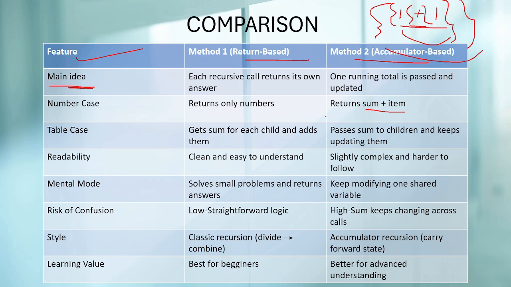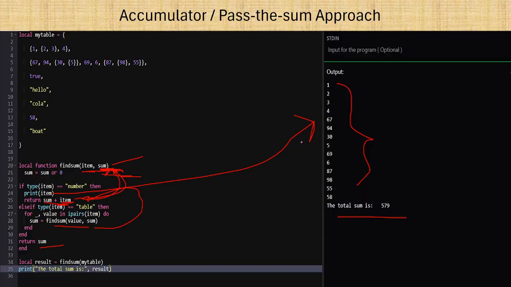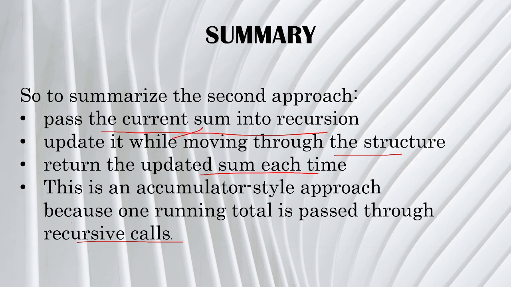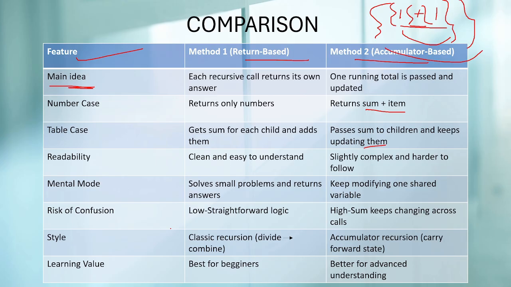But here in this second case, it passes the sum to the children and keeps updating it. It just passes the sum to the children and it just keeps updating them. In the first, we needed, in the end, to do this addition here, but here it just keeps getting updated. Because of that, we added this sum as a parameter.